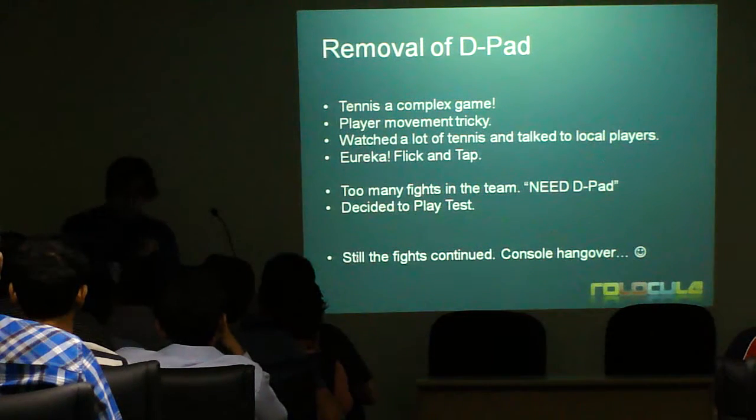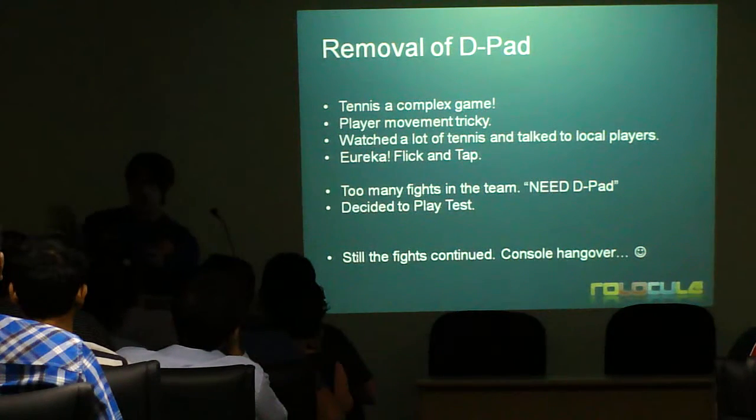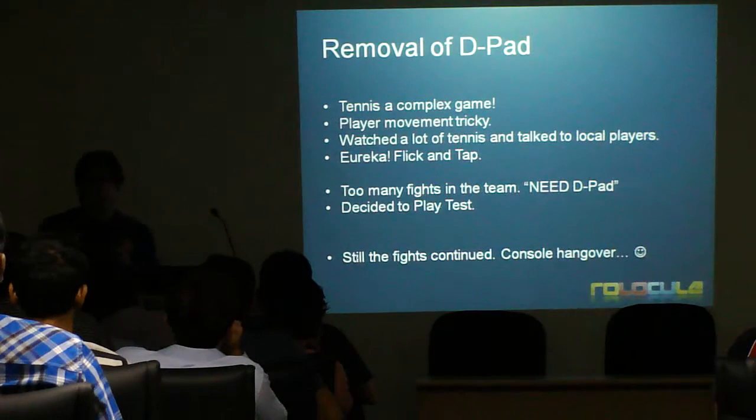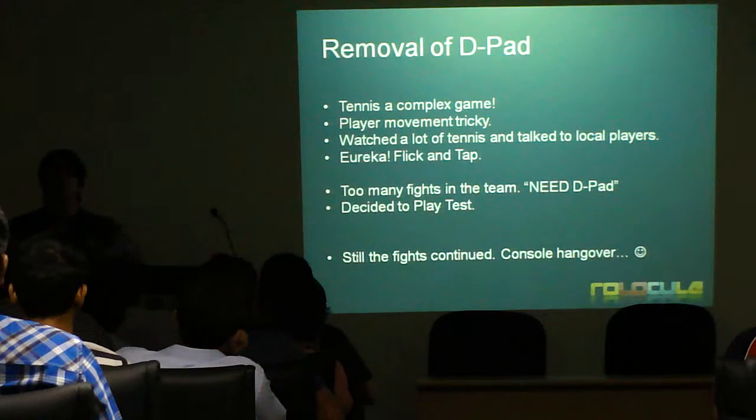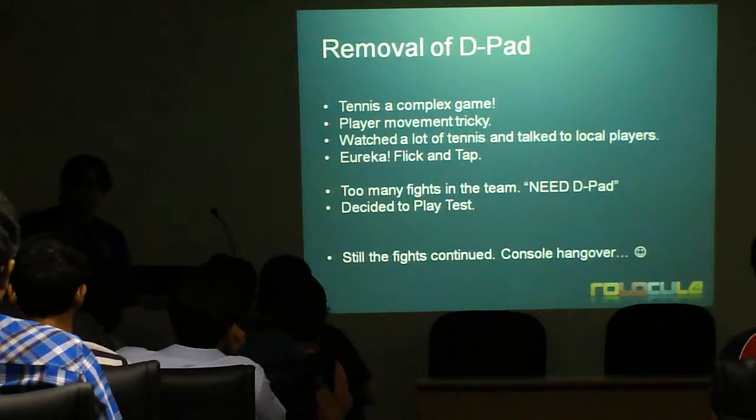But the fights continued. We play tested it again. Somehow we couldn't crack the code. You know, is it the perfect thing? And I was advocating, let's put both options. Let's put a D-pad and give the user the option to choose flick controls or this. But in the end, we came to a conclusion.